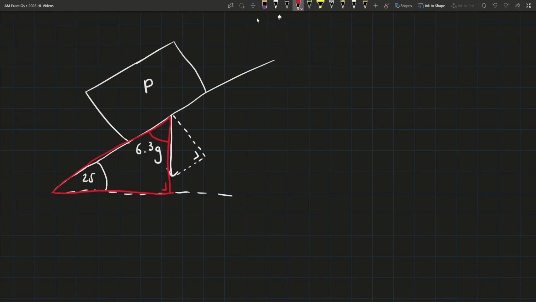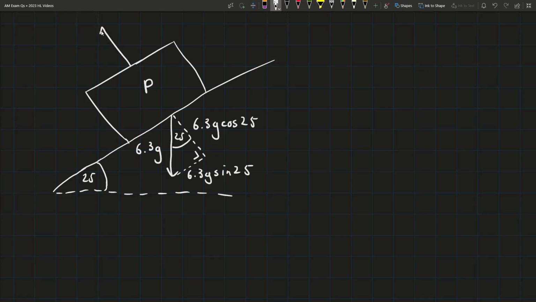And then the full angle here, this one, is 90. So you have 90 minus 25 and something will give us 90. That means that the angle here has to be 25. So that means that here we're going to have 6.3g cos 25. And here we're going to have 6.3g sin 25, sorry. Now, of course, when P pushes down on the surface, the surface pushes back up on P. There's a reaction force. The string will apply force to P, tension. And we are also told that there's a force of friction.